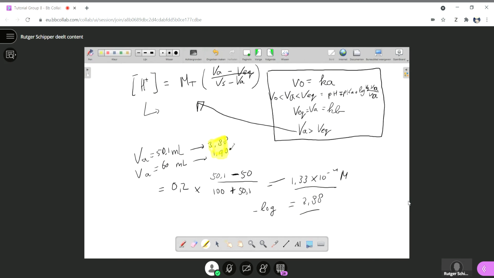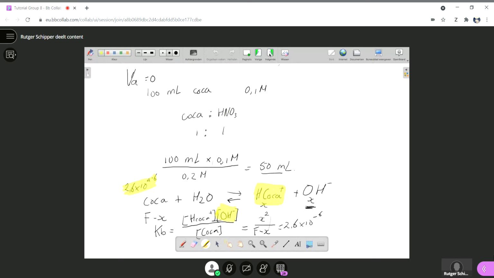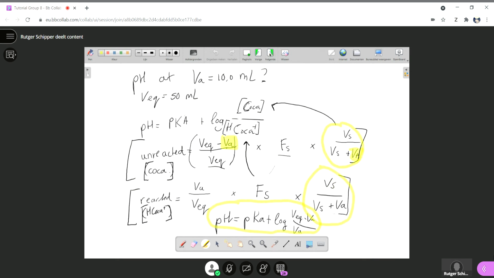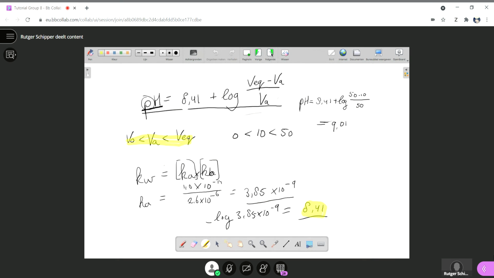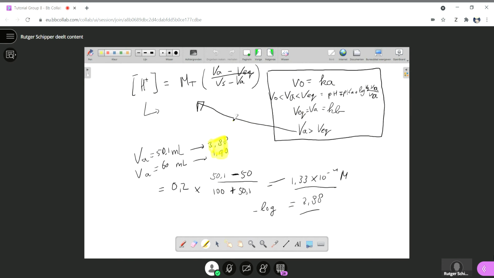So what did we see? We started with 10 point something, right? Before titration happened. Let's see, 10.71. Then we went to 8.41. We skipped a lot of volumes that we add. Then we went at the exact equivalence point at 4.80. And after the equivalence point, we even decreased to 3.88 and eventually to 1.99.